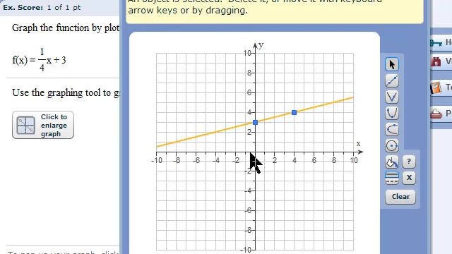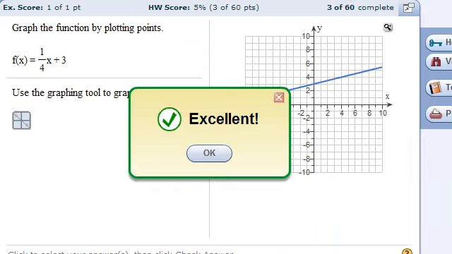So I have these points 0, 3, and this point is 4, 4. If I put them back in, 1/4 of 4 is 1. 1 plus 3 is 4, so that point makes it true. 1/4 of 0 is 0. 0 plus 3 is 3, so that point makes it true. I check it, and it's right.